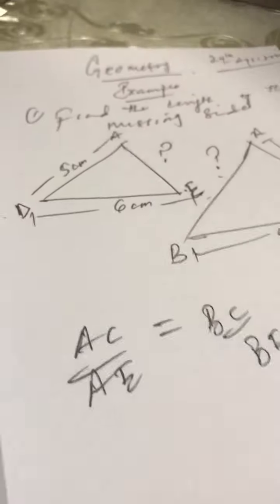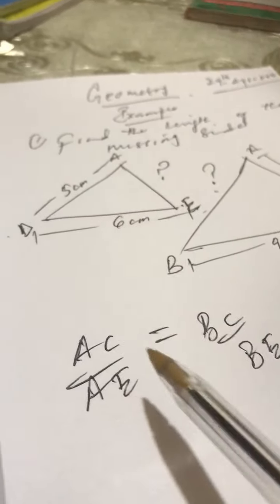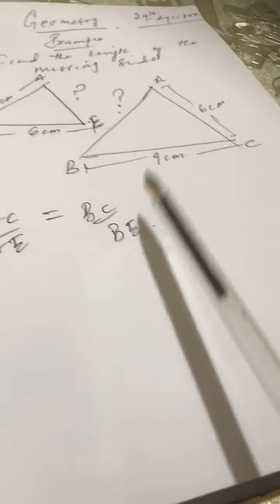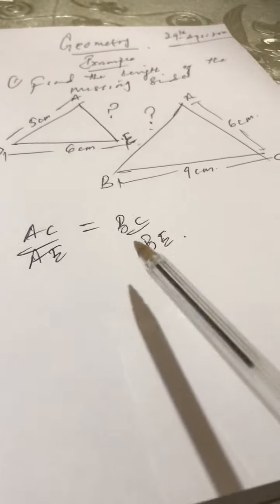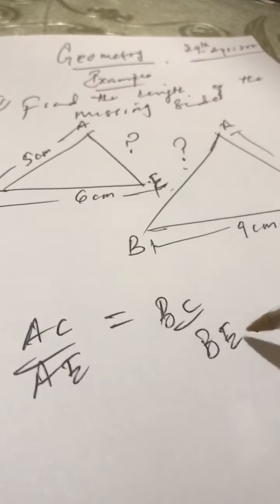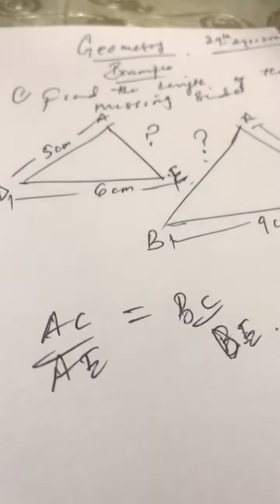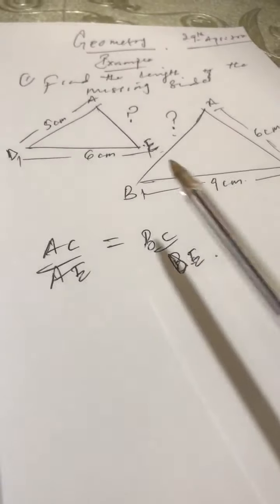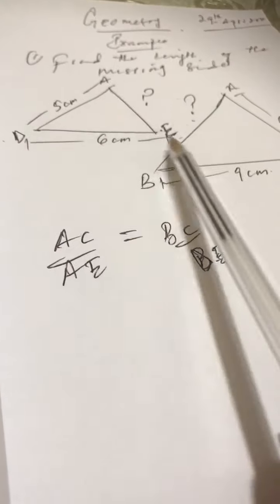So easily right now, you can see one side is missing. Basically we have the number for point A to C, we have 6 centimeter. We don't have point A to E, but we have point B to C, which is 9 centimeter. Also we have point D to E. Because point B to C is perpendicular, same as point D to E, we have point D to E as 6 centimeter.